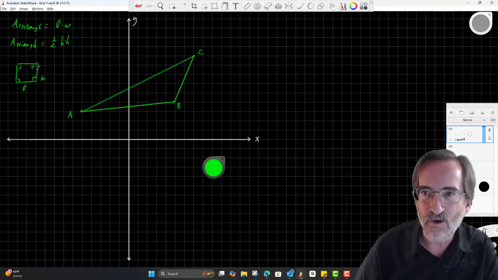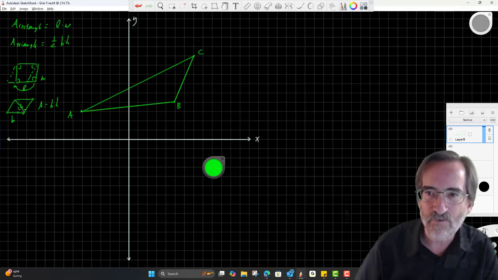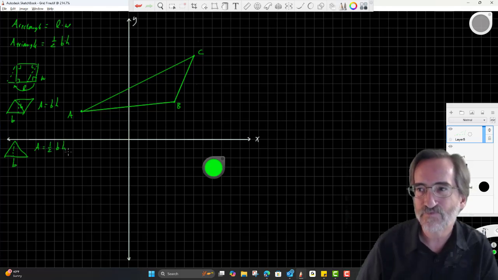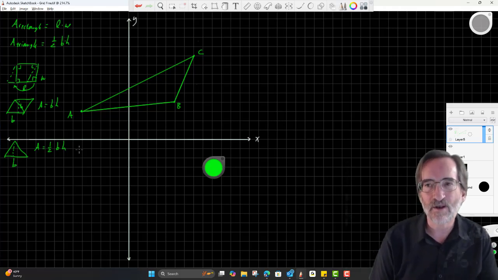If I cut a corner off a rectangle and move it to the other side, that creates a parallelogram. That is because I've just moved things around. The area is the same. The area is base times height. If I draw the diagonal of that, I cut it in half, and I create a triangle. So that is obviously twice, or a half. So the area of that is 1/2 base times height.